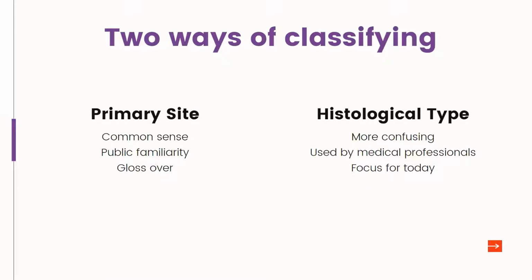There's actually two ways of classifying cancer, and the first way, by primary site, is pretty much common sense, so we're just going to gloss over it. The second system, by histological type, is what's more confusing, but it's what medical professionals and scientists use to communicate more detailed information to one another. Histology basically refers to what cancer cells look like under a microscope, and that'll be our focus for today.